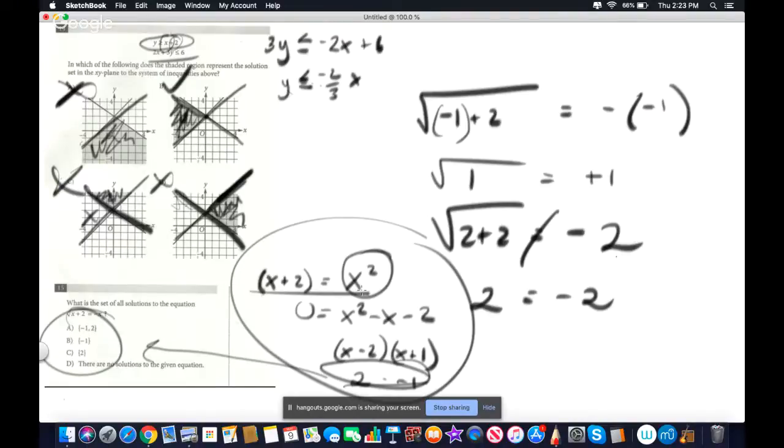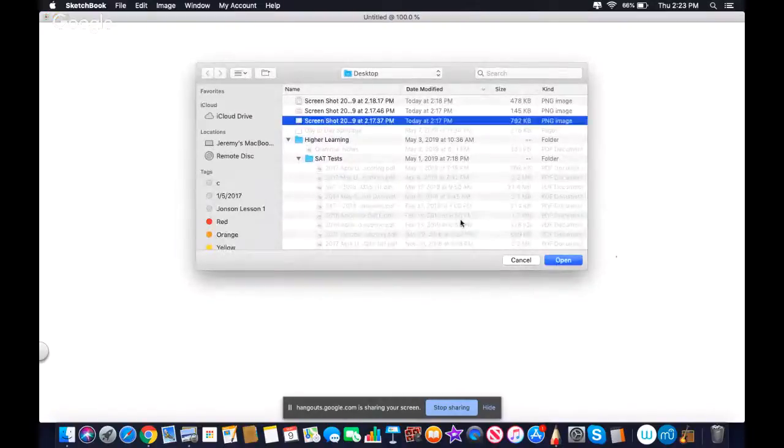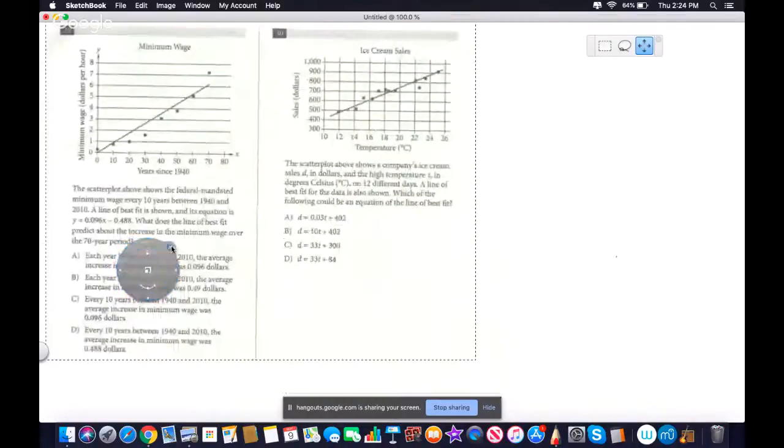So might as well just do that right away. Okay, so those are the supposedly hardest math questions in the non-calculator section. Now we'll go to the supposedly hardest math questions in the calculator section. These are interesting to look at back to back.